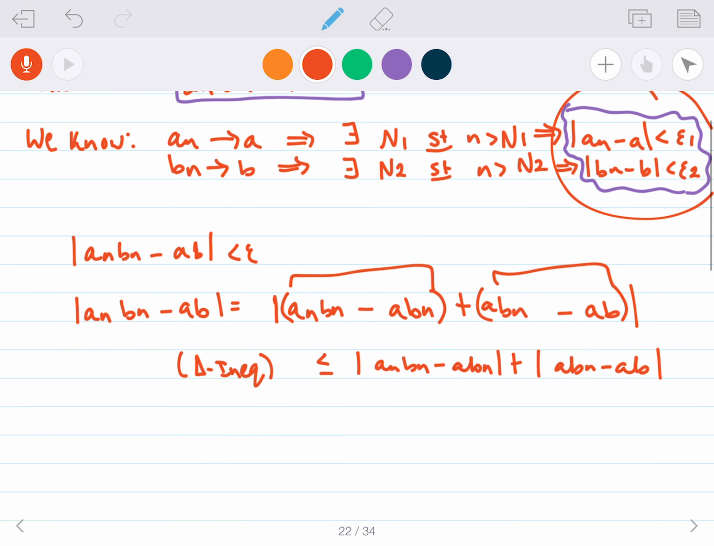All right, so now what I'm going to do is my factoring trick because I'm trying to incorporate this stuff, right? I know things about this stuff, and so I'm trying to use that to my advantage. So I'll go ahead and factor out a b sub n from here. So this is a_n minus a. And then over here, I'll factor out an a.